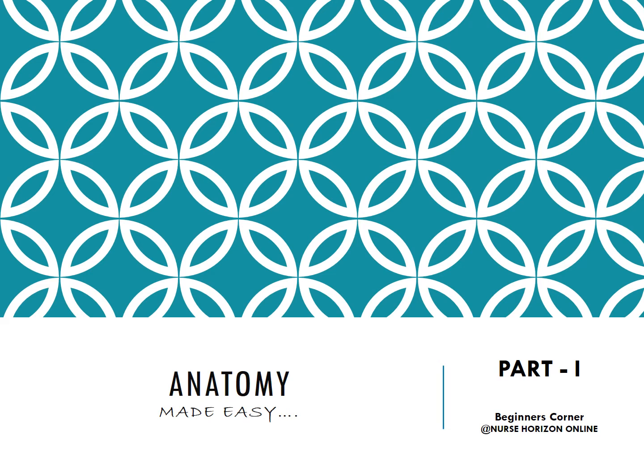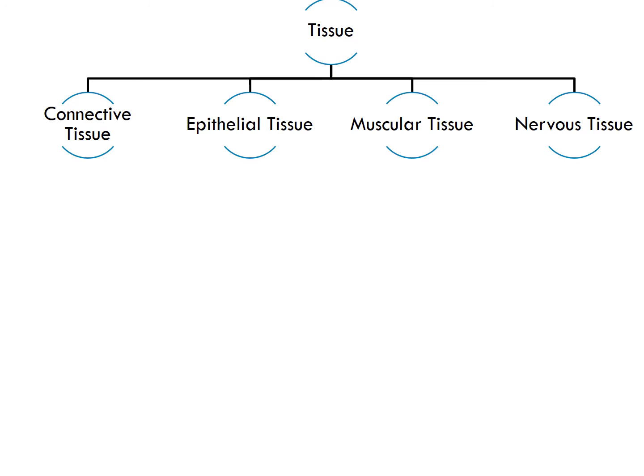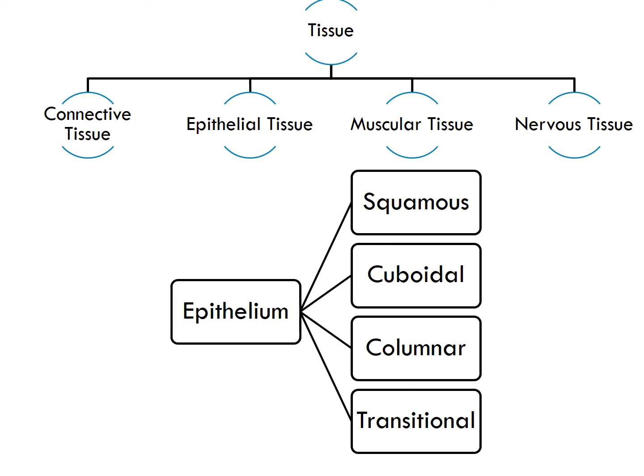Let us begin with anatomy. Human tissue is of four types: connective tissue, epithelial tissue, muscular tissue, and nervous tissue. And the types of epithelial tissue are squamous epithelium, cuboidal epithelium, columnar epithelium, and transitional epithelium.